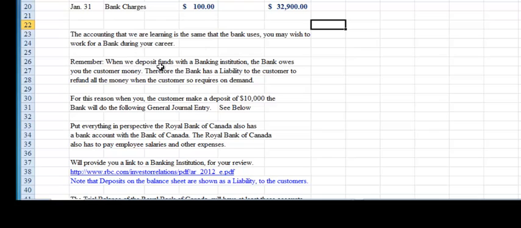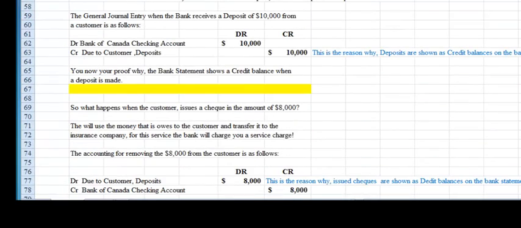Remember, when we deposit funds with a banking institution, the bank owes you, the customer, money. Therefore, the bank has a liability to the customer to refund all the money when the customer so requires on demand. For this reason, when the customer makes a deposit of $10,000, the bank will do the following general journal entry. Debit bank, $10,000, and credit due to customer deposits. In other words, the bank owes you this money.